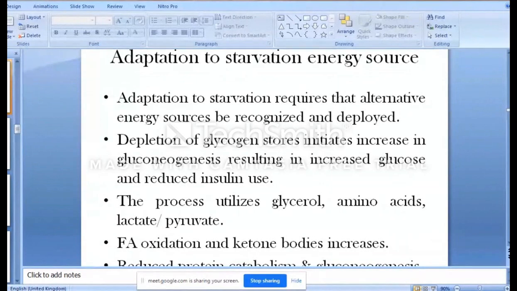So depletion of glycogen stores initiates an increase in gluconeogenesis, which results in increase in glucose and reduced insulin. Okay? So when we deplete glycogen, the body now has to make new glucose. So the process utilizes glycerol. So this process now uses other things in the body, amino acids, lactate, and pyruvate. So when we are carbohydrate deficient, the body makes carbohydrate for you from other sources. And this means that these other building blocks must be provided.